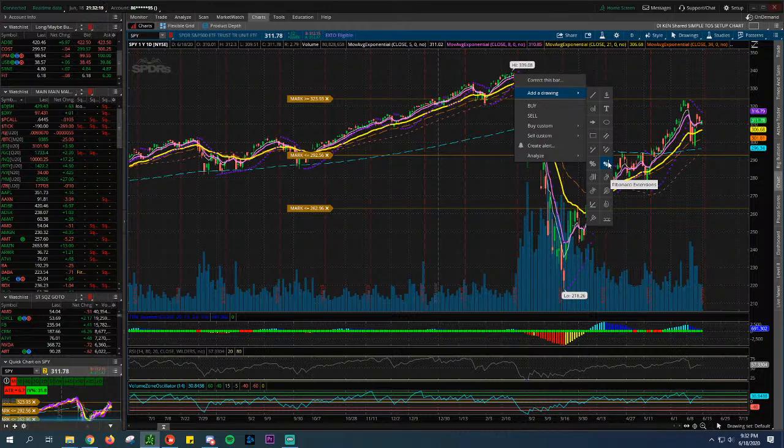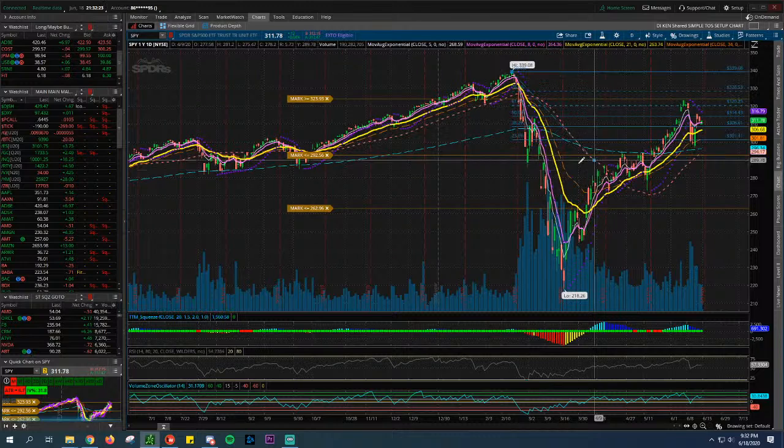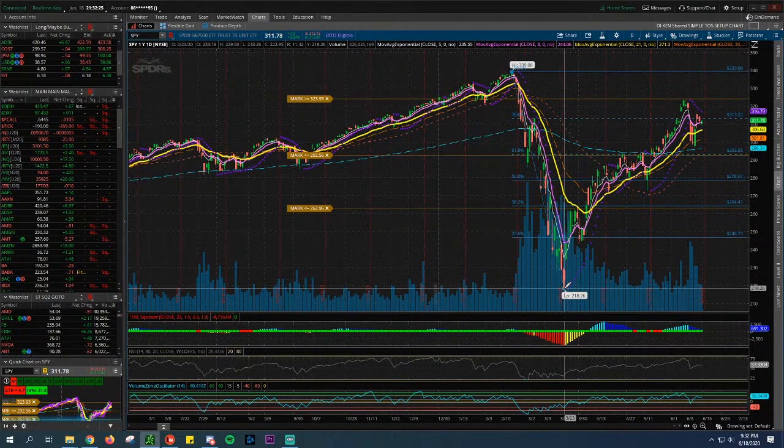The Chaikin oscillator and RSI. Yeah, I used to use the Chaikin oscillator, the Chaikin money flow. Is that the one you're talking about?